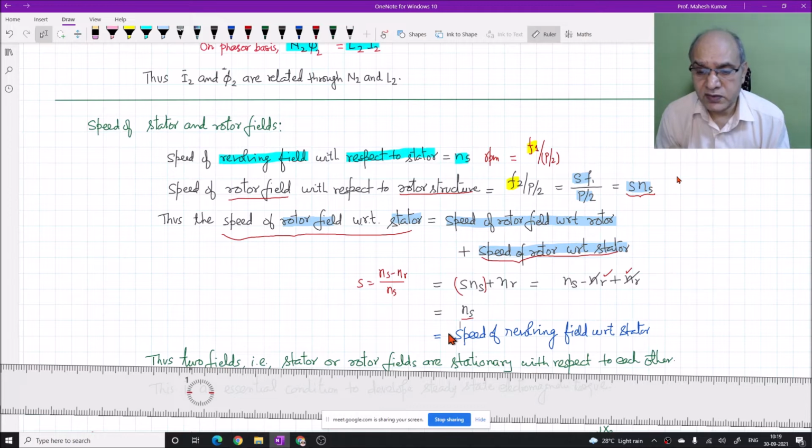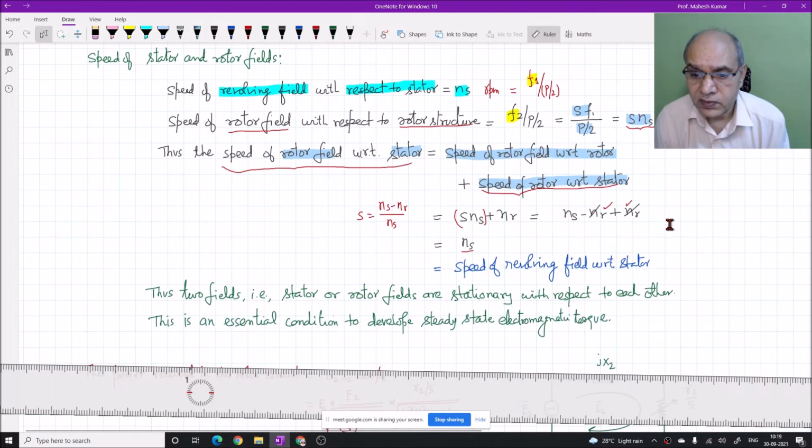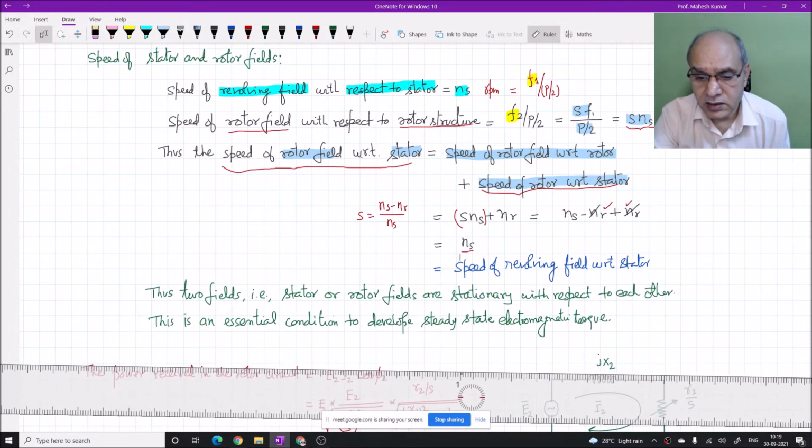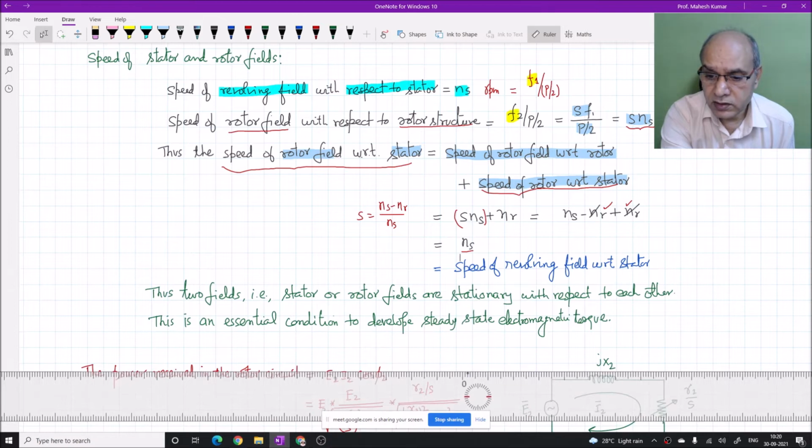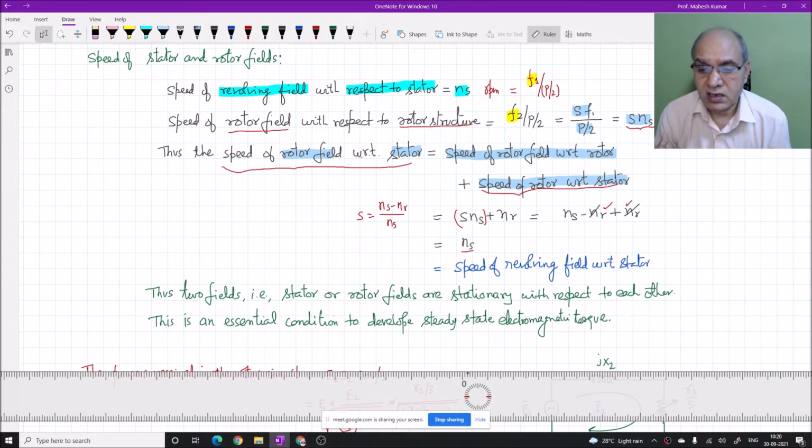Okay, this gives the information that the two fields are stationary with respect to each other, and hence they develop the electromagnetic torque. If you study the machine, you can find out that to develop the electromagnetic torque, you need to have the two fields which are stationary with respect to each other. And then they develop torque. Since the rotor is free to rotate, because of the torque, the rotor starts rotating. This is one way of explaining the principle of the induction machine.